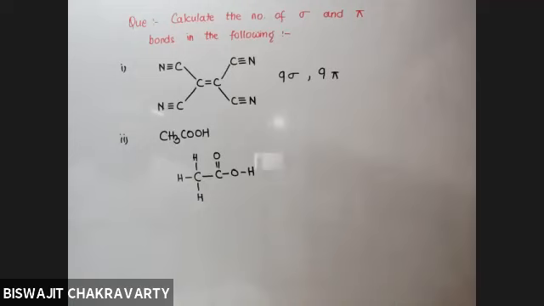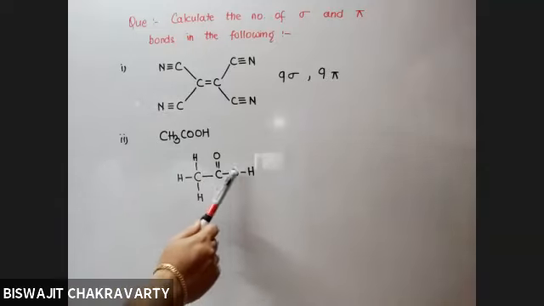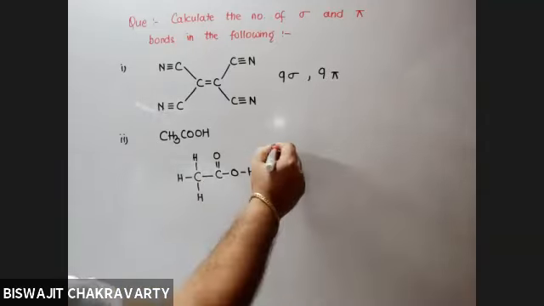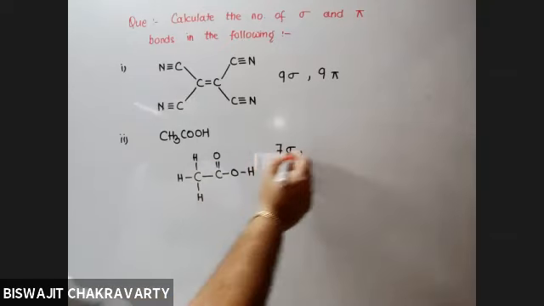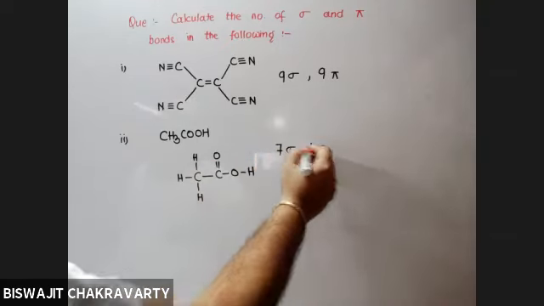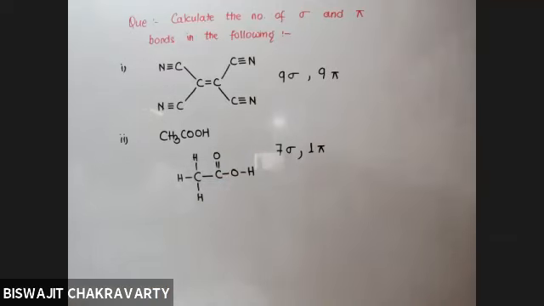Yes, sir. Now it is easier to calculate the sigma and pi bonds. Try it out. Sir, 7 sigma bonds and 1 pi bond. 1, 2, 3, 4, 5, 6, 7. So 7 sigma and pi is only 1. Is it okay? Yes, sir.